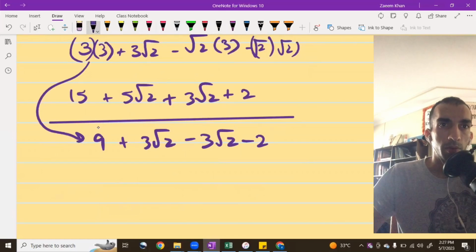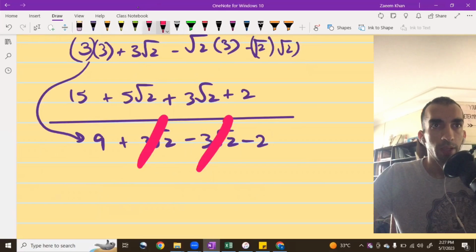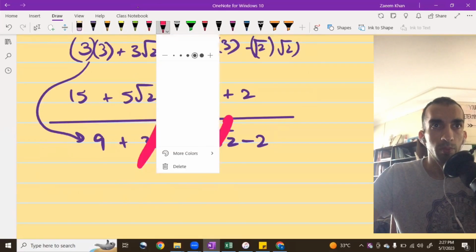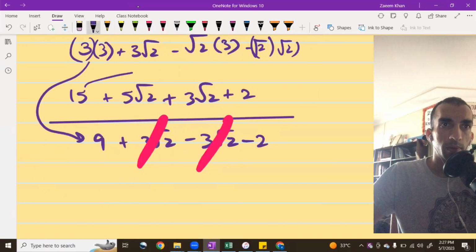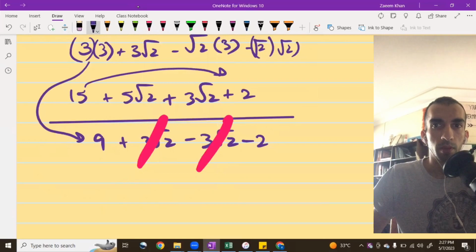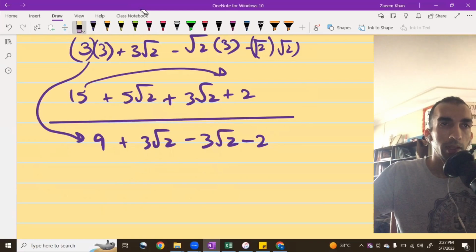Let's solve this now. Can we cancel out these two terms? Yeah. Essentially because they have the same value, but with opposite signs, so we can simply cut them out. So we're left. Can we cancel out 2 as well? They won't exactly cancel out, but we can solve 9 and 2.